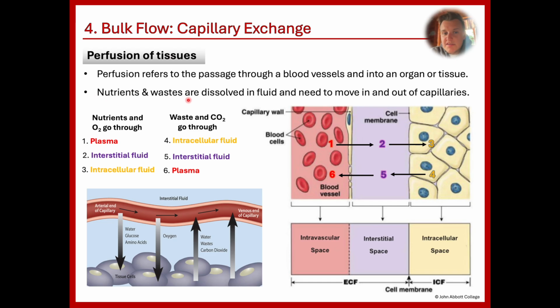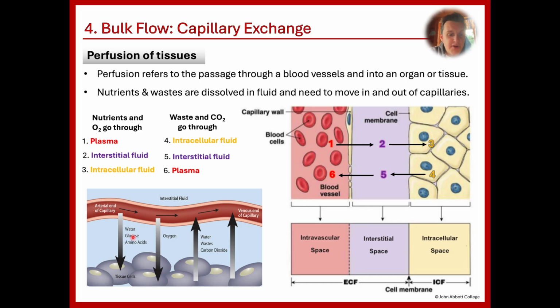Nutrients and wastes are dissolved in fluid and they need to move in and out of the capillaries, right? So things like nutrients and oxygen, they first start in the blood vessels, in the plasma, between the blood cells. They move out through the endothelial layer, the capillary wall, into the interstitial space, and then into the intracellular fluid inside of the cells. They get into the cells.